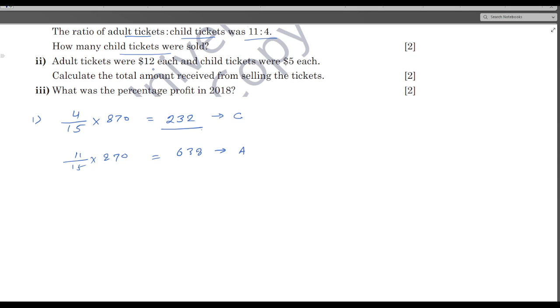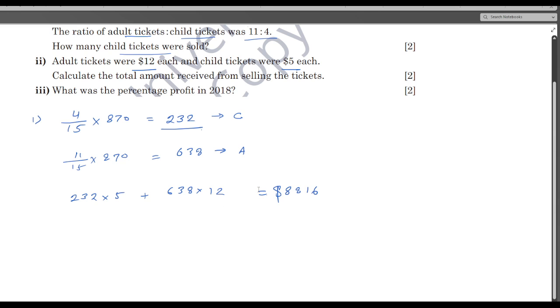So $12 each for adult and $5 each for child. So 232 times 5 and 638 times 12. This will be 232 times 5 plus 638 times 12. This will give you 8816. So $8,816 is the total amount received.